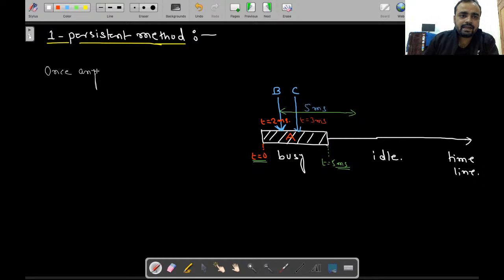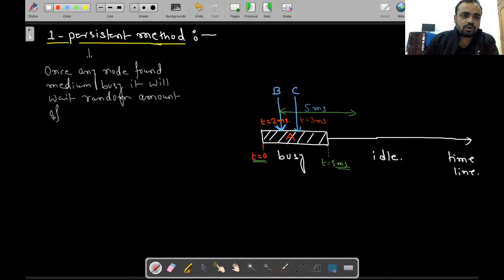Once in this particular method, once any node found the medium busy, it will wait a random amount of time, and again sense.